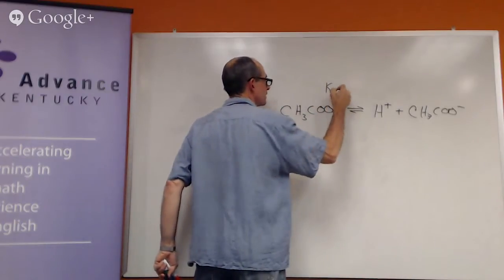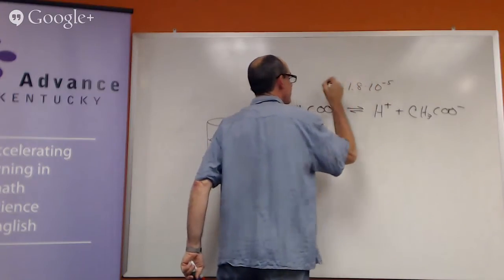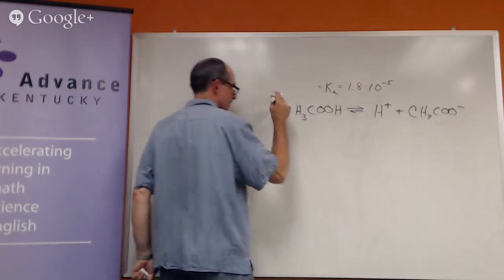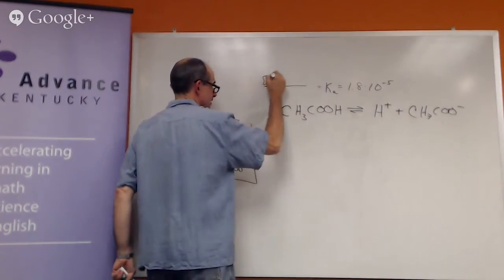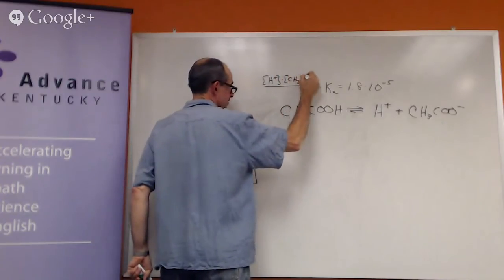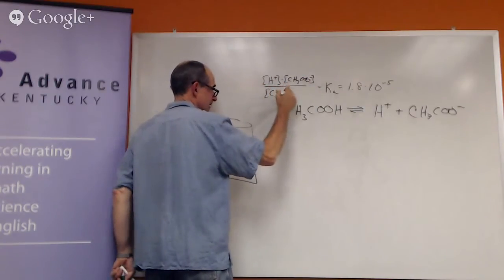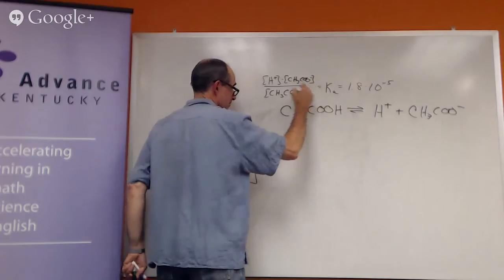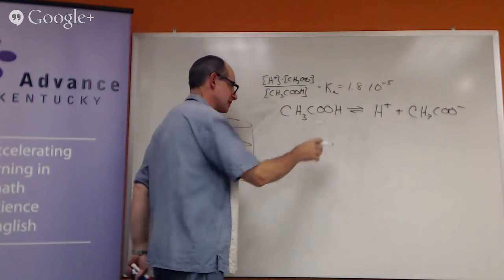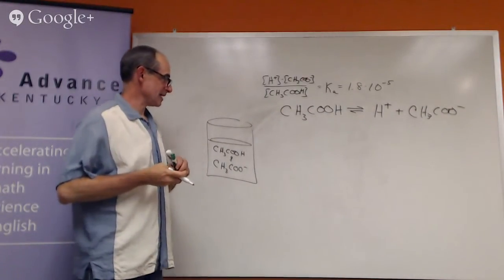With a Ka value of 1.8 times 10 to the negative 5th. And the expression for the equilibrium constant is just what you would expect, the products over the reactant. So the concentration of H plus times the concentration of CH3COO minus, that's the acetate ion, over the concentration of CH3COOH. And we have equimolar, unspecified, but equimolar concentrations of both acetic acid and acetate ion.